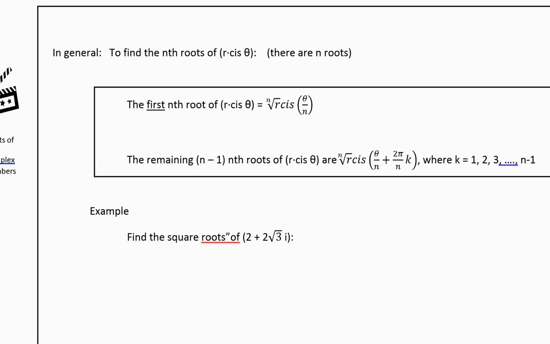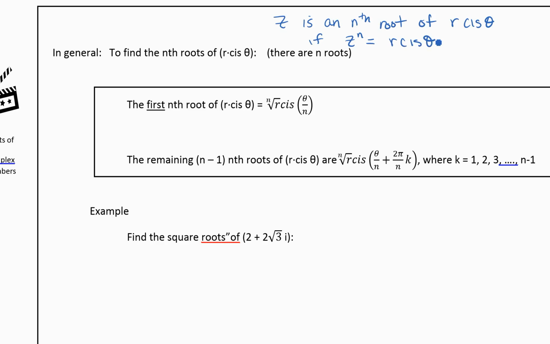Now we're going to talk about finding the nth roots of a complex number. An nth root means if you take it to the nth power, you get back the original number. So we could say z is an nth root of r cis theta if z to the n equals r cis of theta, right? Something's a square root if you can square it and get back to what you started with.